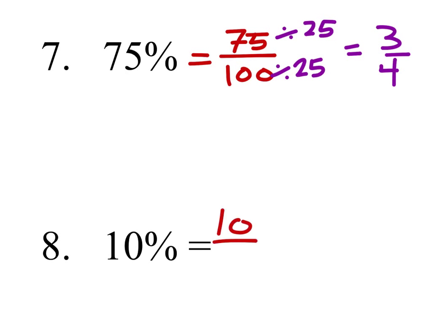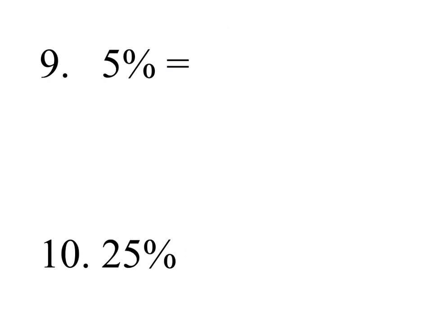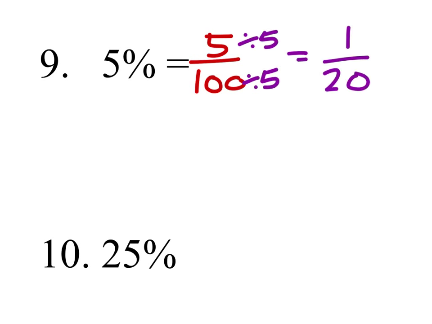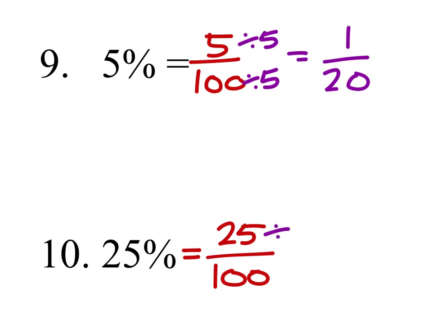10% would be 10 per 100. And yeah, some of you guys know you just cancel the zeros, which gives us 1/10. 5%, so 5 per 100. And we can simplify both these by dividing by 5 on each, which gives us 1/20th. 25% is a common one, but we'll show the process still the same. So 25 per 100, and we'll divide both these by 25, and that gives us 1/4.